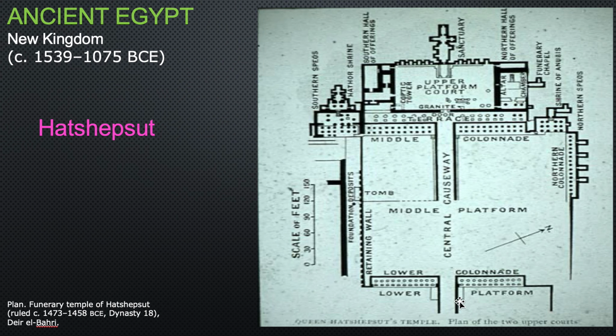Here's the close-up of the end. So there's the colonnade. That just means a group of columns. And this is the central causeway, the ramp that goes up. And then the upper platform court, and then many chambers here, and they're kind of all labeled as to which deity they were dedicated to. So there's a lot of Hathor here, a funerary chapel over here, so you can see all of that.